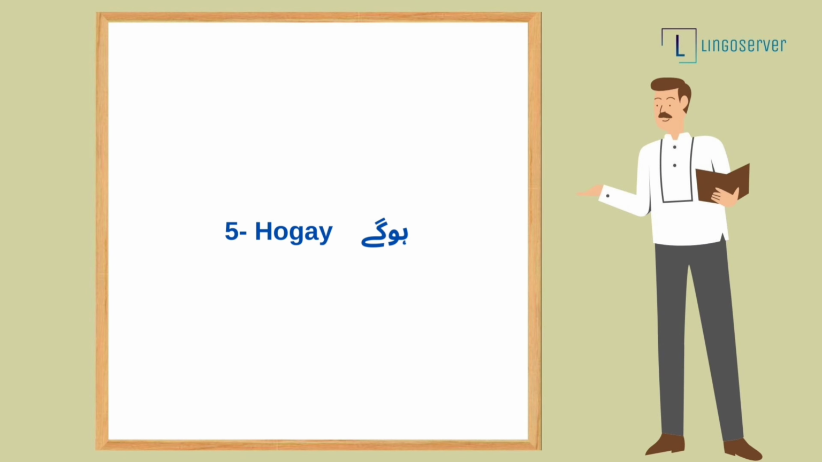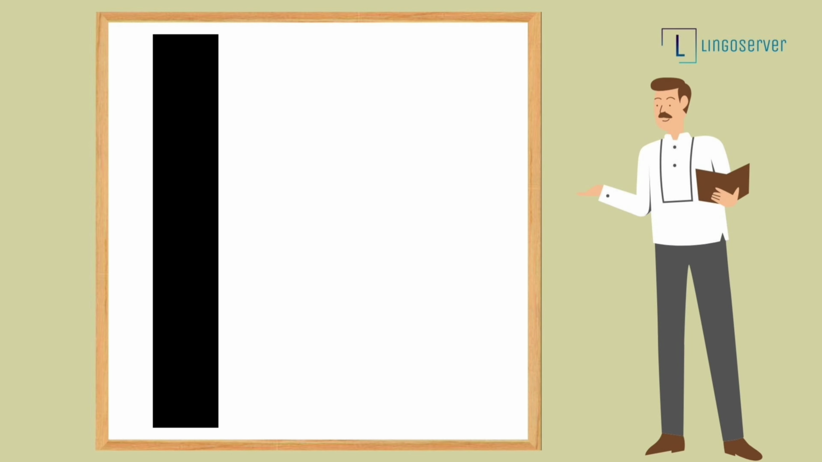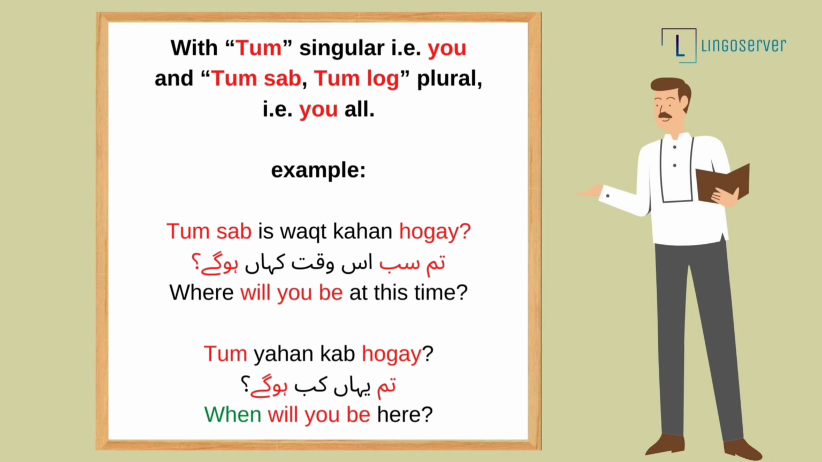And now we'll talk about होगे. We use होगे with तुम singular that has the meaning of you and तुम सब, तुम लोग plural that has the meaning of you all. As we say, तुम सब इस वक्त कहाँ होगे. Where will you be at this time? तुम यहाँ कब होगे. When will you be here?